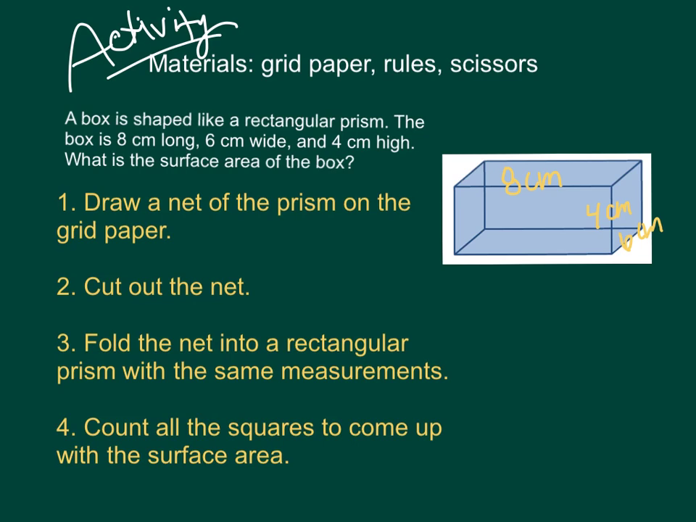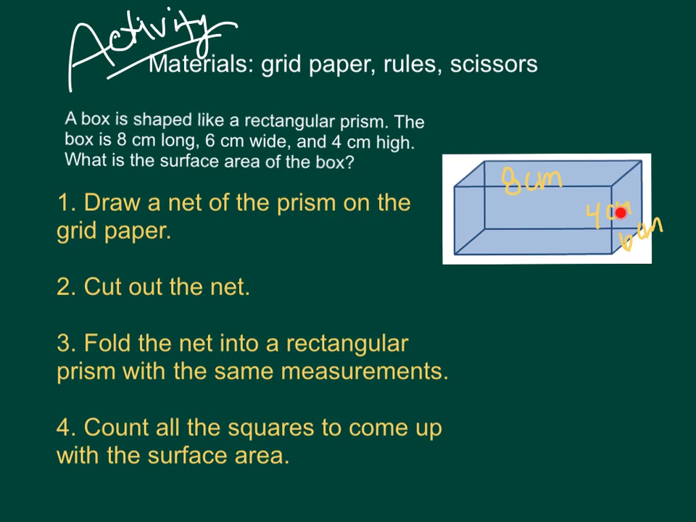Here's your activity. You need grid paper, a ruler, and scissors. So, imagine you have a box shaped like a rectangular prism. The box is 8 centimeters long, 6 centimeters wide, and 4 centimeters high. What is the surface area of the box? So, I want you to make sure you have your grid paper, your rulers and scissors.